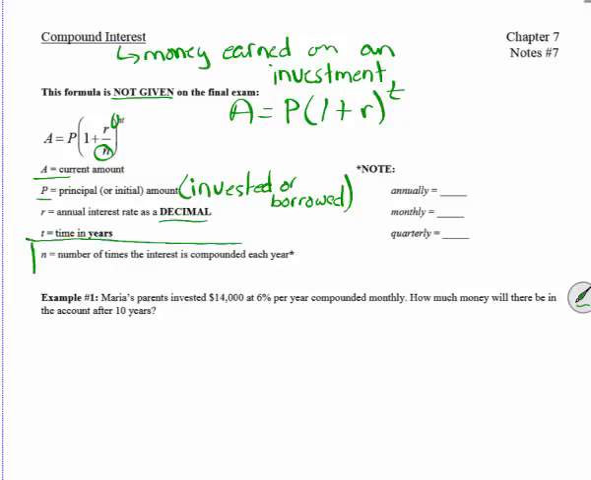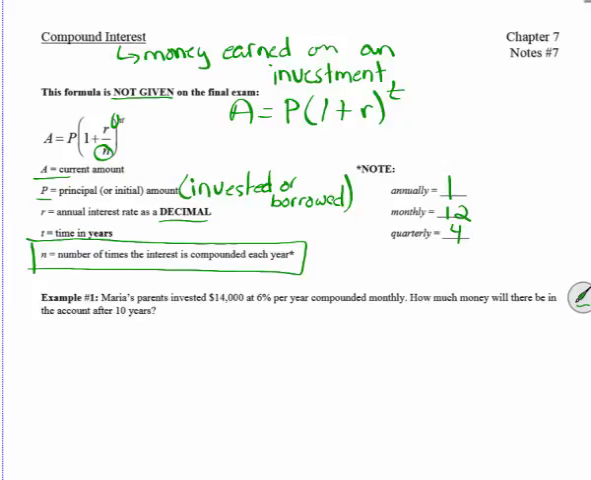But this is the new part. N is the number of times the interest is compounded each year. How many times a year are they paying you the interest? Annually is 1. Monthly means 12, right? Because you're getting it once a month, 12 months in a year. Quarterly is 4. Those are the most common ones. All right, so let's see how this works.